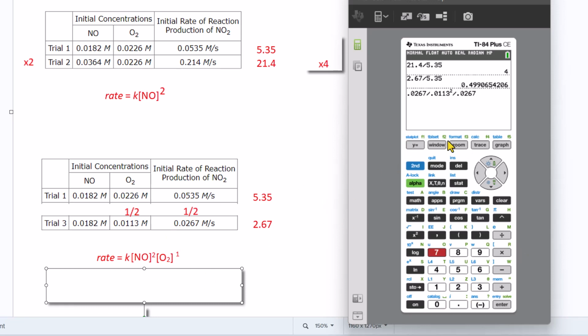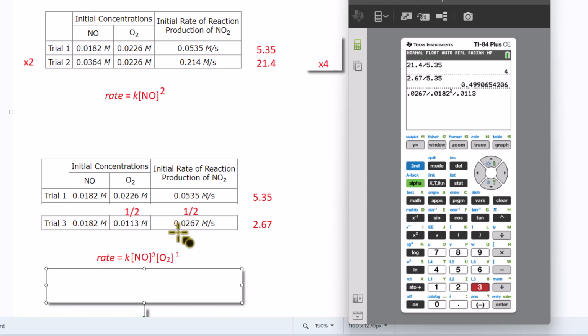I'm going to double check. Oh, this is wrong. It's a good thing I checked that out, because I'm dividing by the wrong concentration. It's a good thing I checked this, because I really should be dividing by the concentration of the NO, which is 0.0182 squared, and then the concentration of the oxygen, which is 0.0113. Now I'll double check.